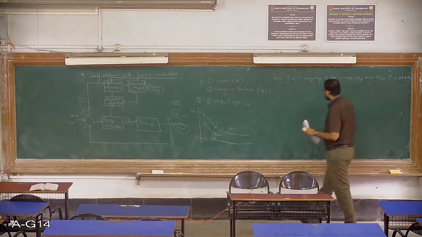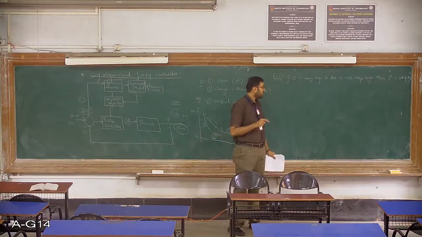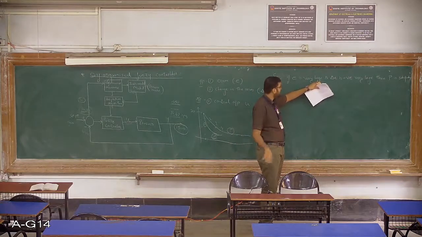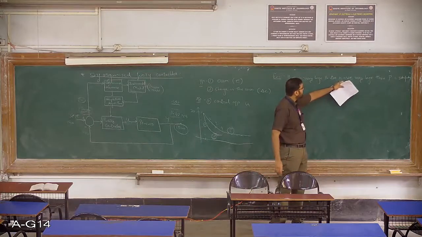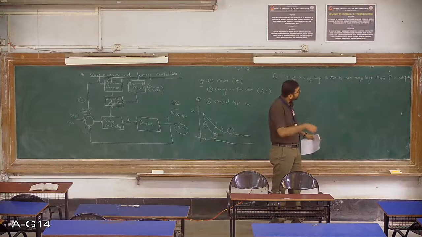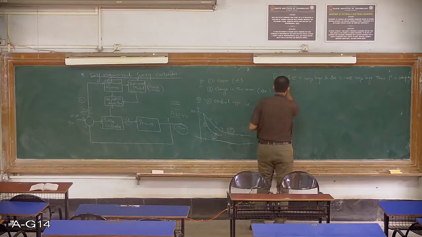Okay, so what does this rule say? The current situation is that the error is very large and the change in the error is negatively very large, so the output is on the negative side, then the performance is satisfactory. Let us say this was the rule. We'll take one more part.